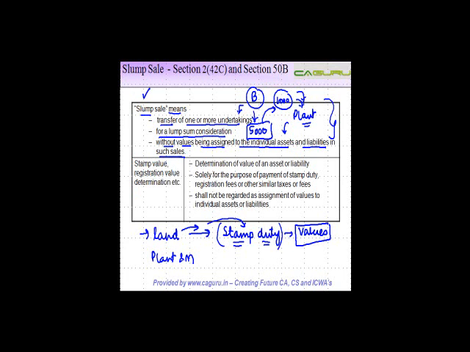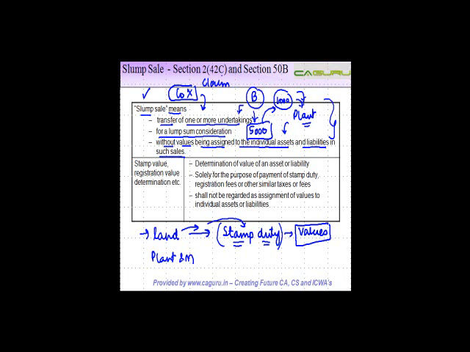The benefit of slump sale is that whosoever acquires this undertaking, let's say company X, is able to claim higher depreciation. This you will learn as you grow in your life. That is the reason why slump sales are done.